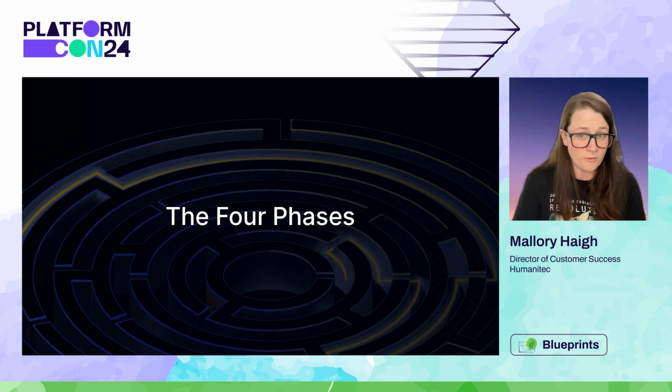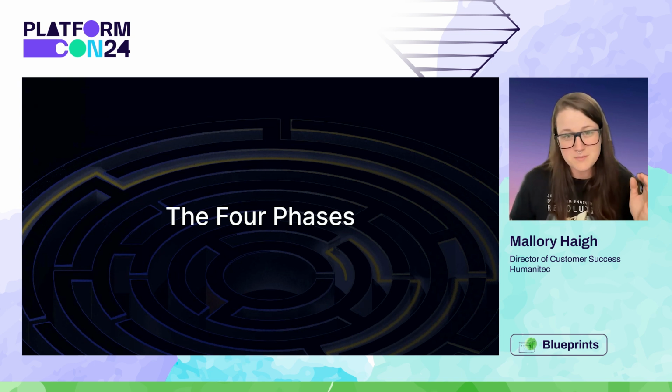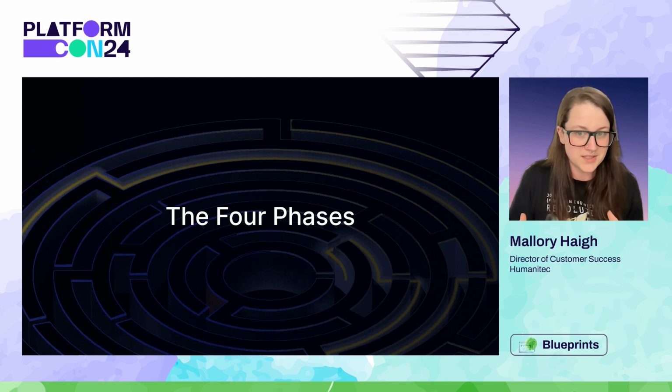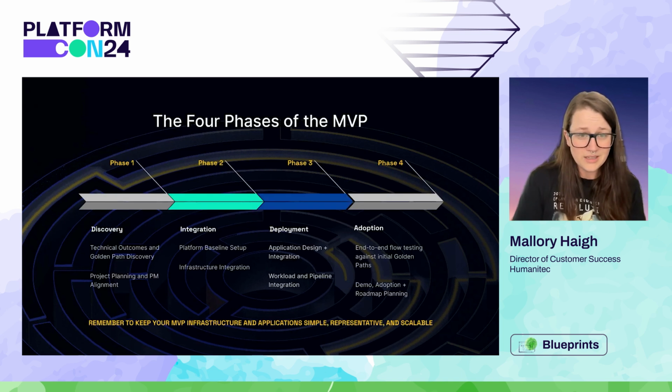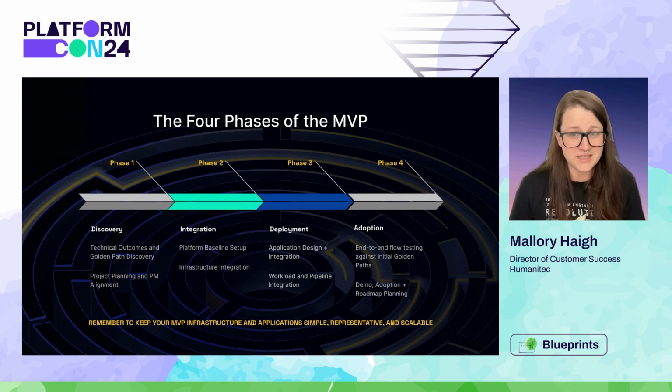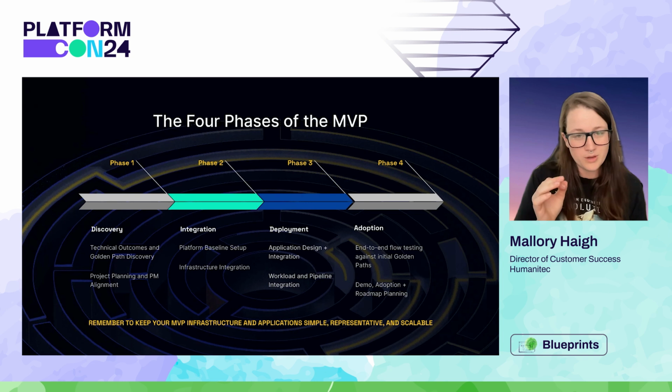So let's look at the 4 phases of the MVP. And we've broken this down in 4 phases because it seems to be the easiest way to break down the project into digestible chunks. Project managers are going to really like this next slide. The 4 primary phases are discovery, integration, deployment, and adoption or adoption planning. It sort of depends on how you see the next steps.